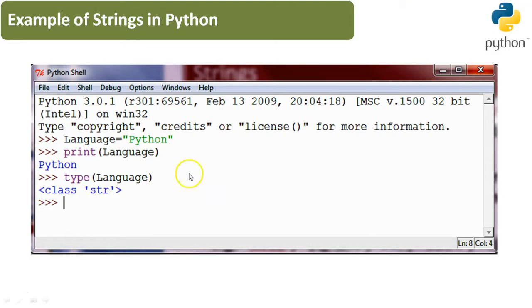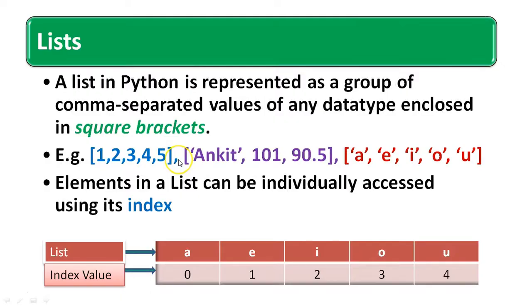So if we see an example, language is a string variable, it stores Python in it. We print the value of language, it's Python. And we want to know the data type of language, it's string, str, right?